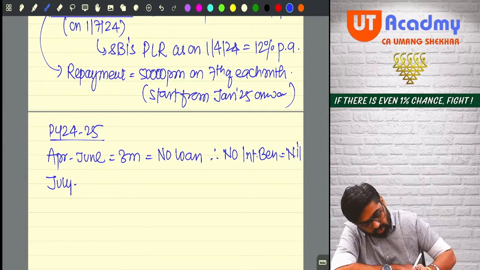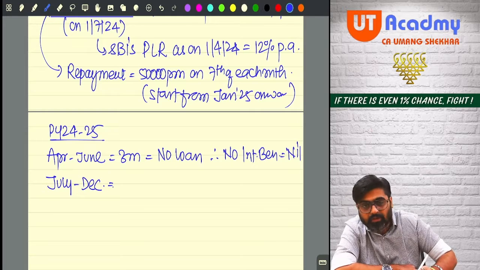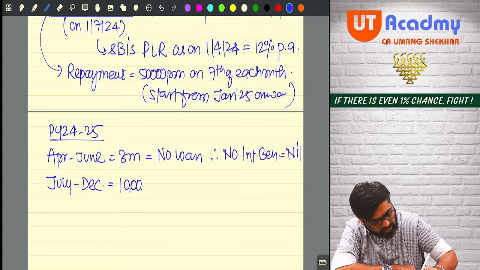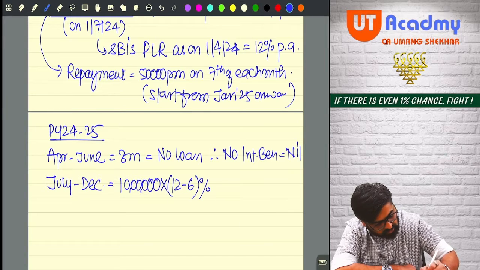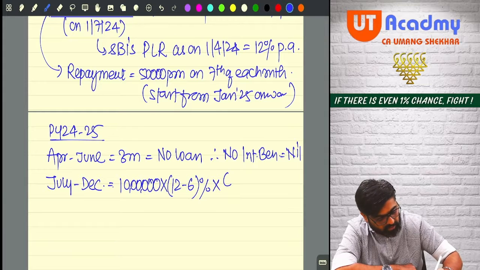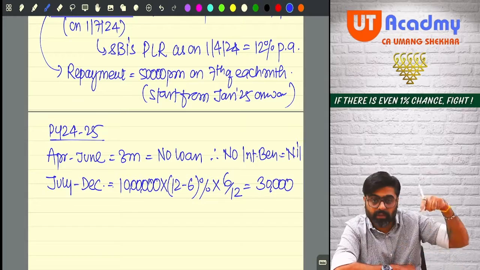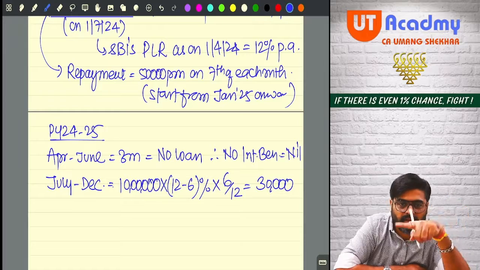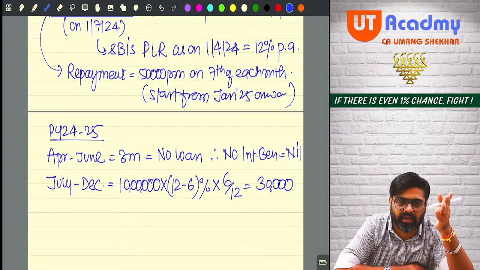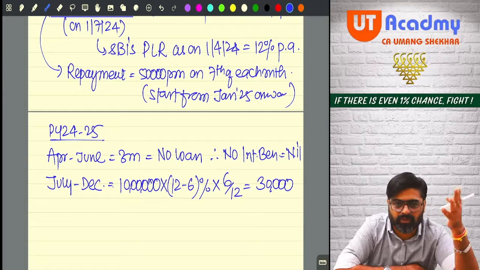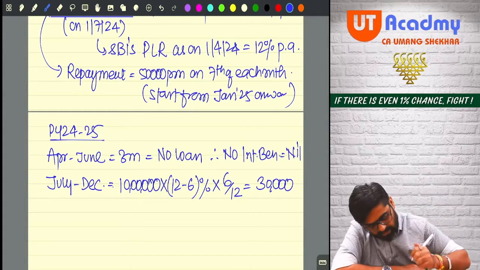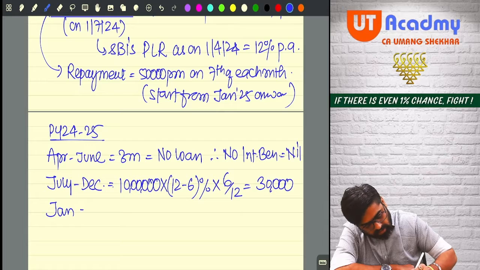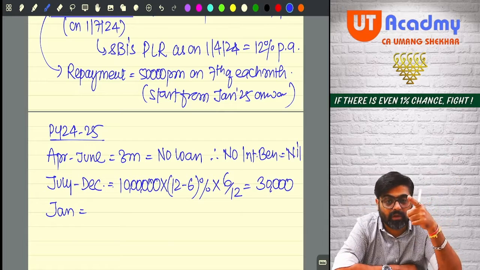So can I say July to December is how many months? 6 months. The loan amount outstanding will be 10 lakh. On that 10 lakh, 12 minus 6, 6% will be my interest savings for these 6 months. That will be 30,000. This will be the interest benefit for these 6 months of my previous year. If you calculate into 1 by 12, you will get 5,000 every month. So why calculate 5,000 every month? Calculate for these 6 months together, no? Done. Next one, Jan.